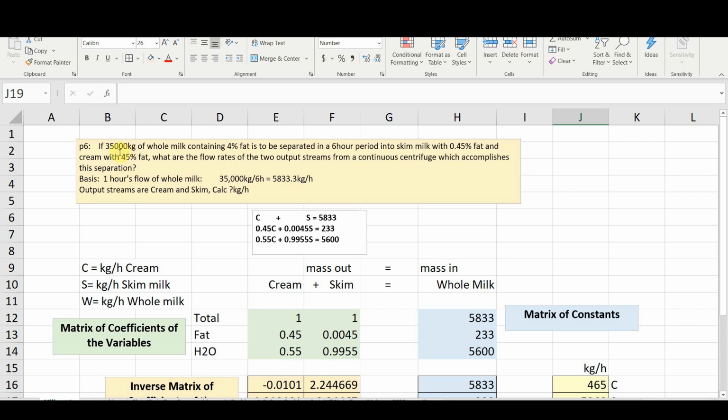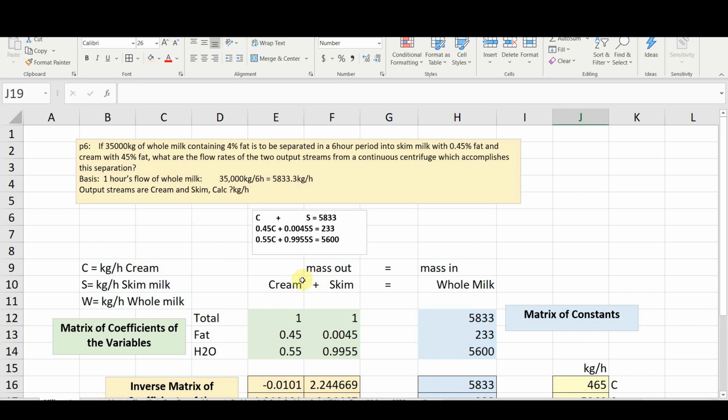So we're going to solve this problem using matrix operations in Excel. 35,000 kilograms of whole milk containing 4% fat is to be separated in a 6-hour period into skim milk with 0.45% fat and cream with 45% fat. What are the flow rates of the two output streams? So for 6 hours we have 35,000 kilograms. On a 1-hour basis we'll divide by 6, and that's 5833 kilograms per hour of whole milk that's being separated.